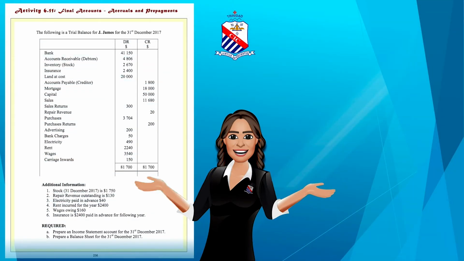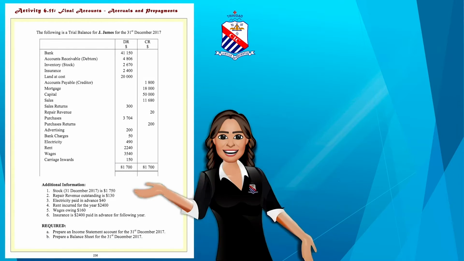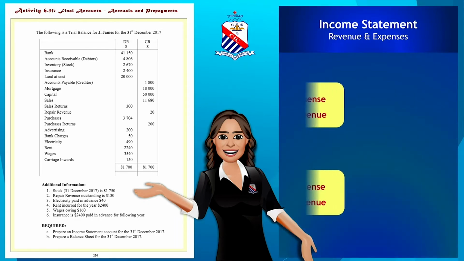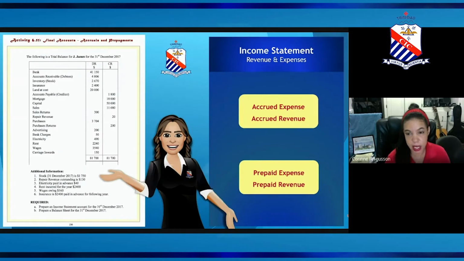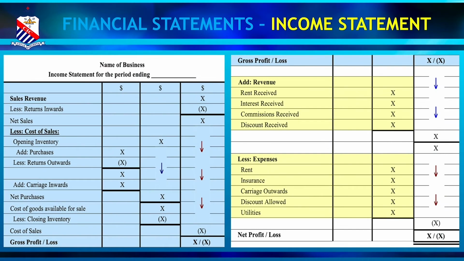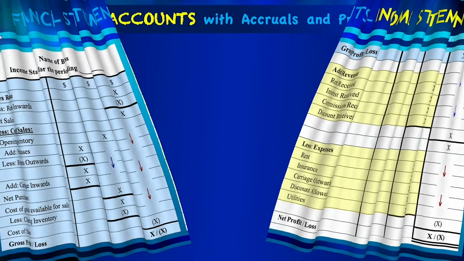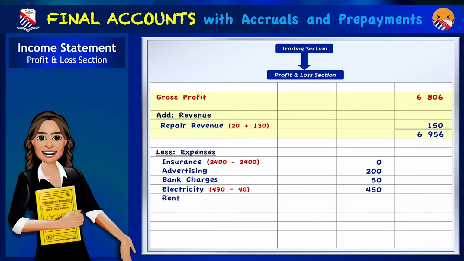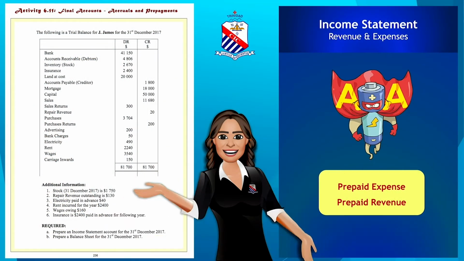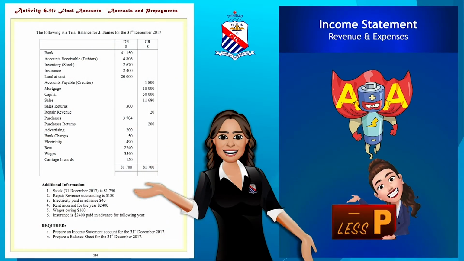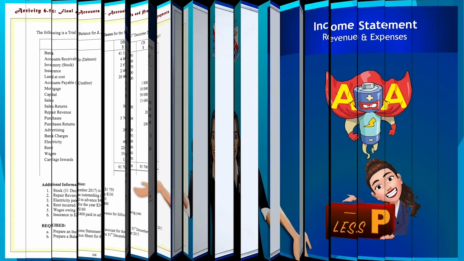So let's now go into our activities. And the first one that we are going to do, of course, would be 6.11. And based on what we said before, the first thing that you're going to have to prepare would be the income statement. The income statement, as we said before, is made up of the two parts, which would be the trading section and the profit and loss section. And just a reminder, it's in the profit and loss section that we deal with the accruals and prepayments, where we add the accrual and we less the prepayment. So that is the first thing that we're going to go into.